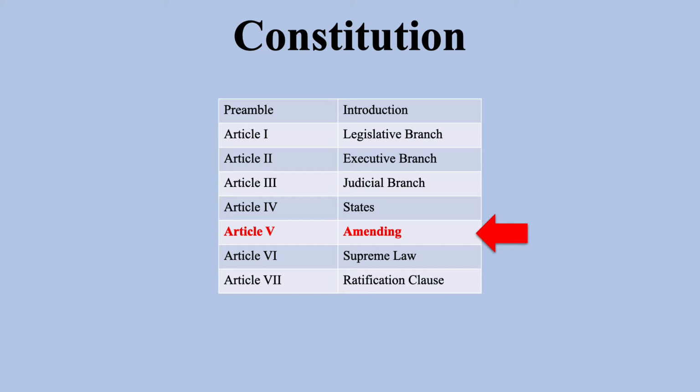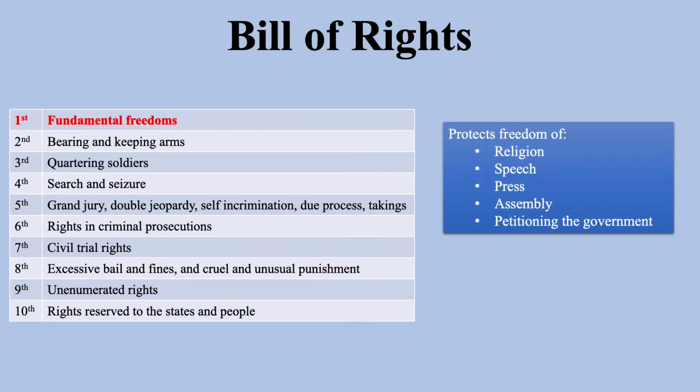The 10 amendments making up the Bill of Rights were drafted and ratified in 1791, about 3 years after the Constitution was ratified. The Bill of Rights was designed to provide American citizens with fundamental rights and personal freedoms.